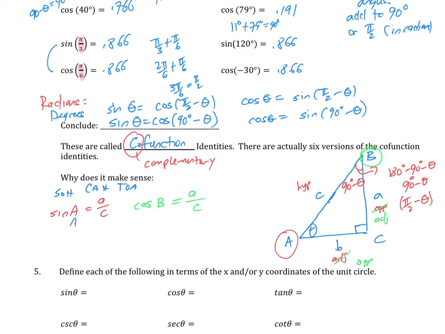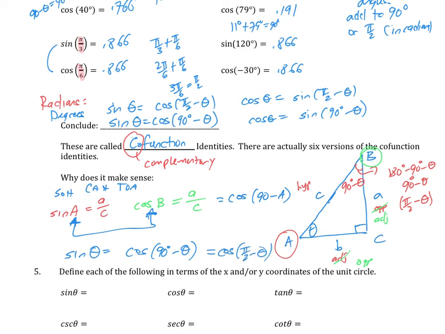Okay, so we can see that sine of A is equal to cosine B. And this is true in any right triangle, and we also know that B is 90 minus theta. So this is the same thing as 90 minus A. Same thing. So we can conclude that, instead of A, I'm going to write theta though. So I'm going to write sine of theta is equal to cosine of 90 degrees minus theta, which is the same thing as the cosine of pi over 2 radians minus theta. So that's a justification for one of these cofunction identities.